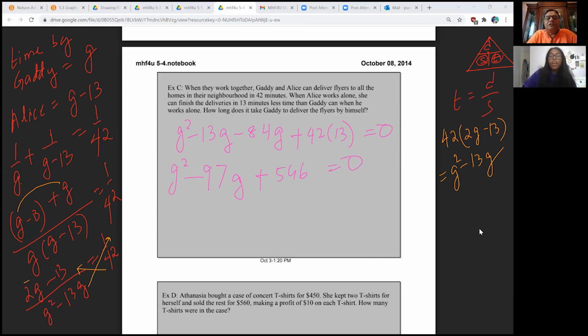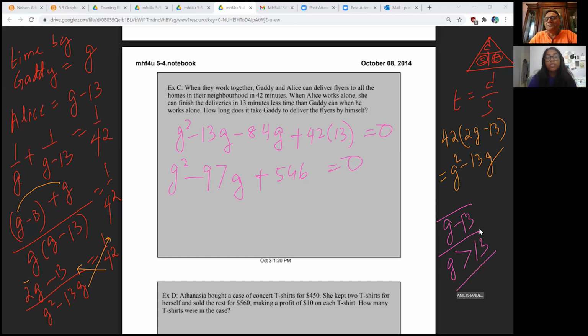Clear? At this stage, you can factor or you can use the quadratic formula. Because this is a quadratic equation. So you can factor or you can use the quadratic formula to get your answer. And then you would have two answers if you use the quadratic formula, right? Yes. One of them will not be valid. Now, that's a very brilliant question. Now, what is not valid? We have g minus 13. Do you see that? The time to complete the job has to be positive, and therefore g has to be greater than 13.